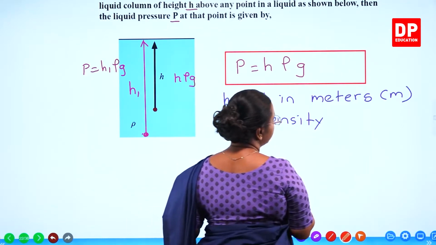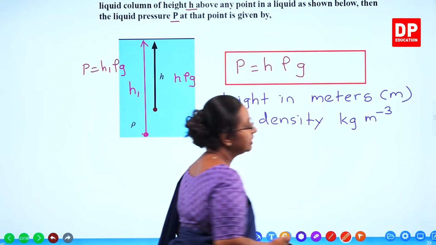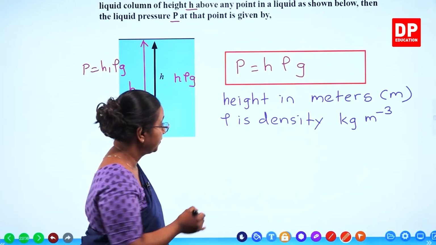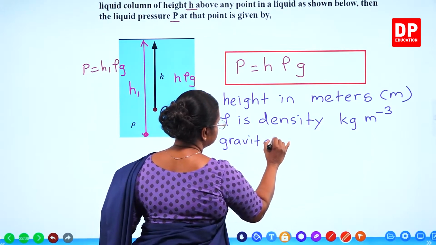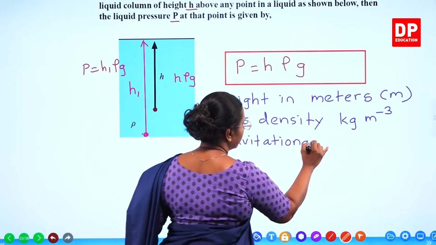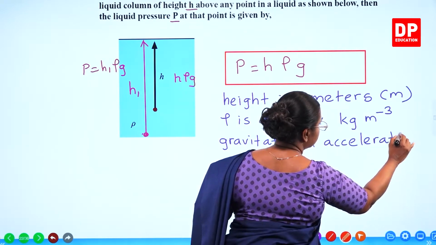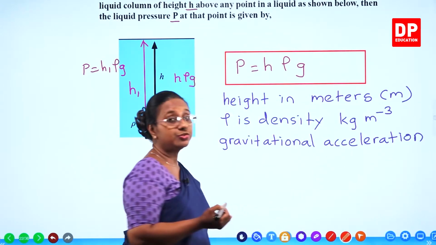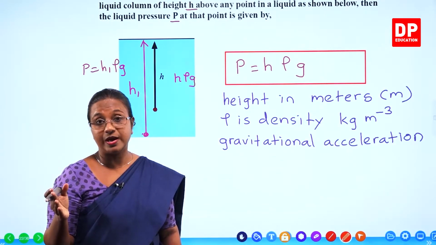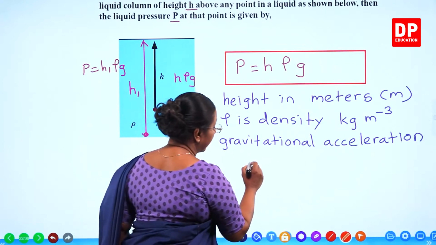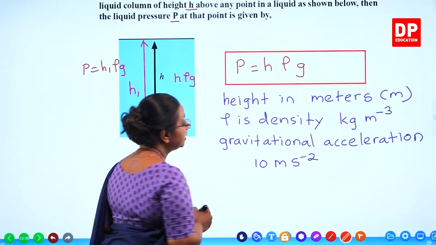What is the unit of density? Standard unit: kilogram meter minus 3, kilogram per meter cube. And gravitational acceleration, you all know the value, students. The exact value is 9.8 meters per second square. But for convenience of calculation, we take it as 10 meters per second square.